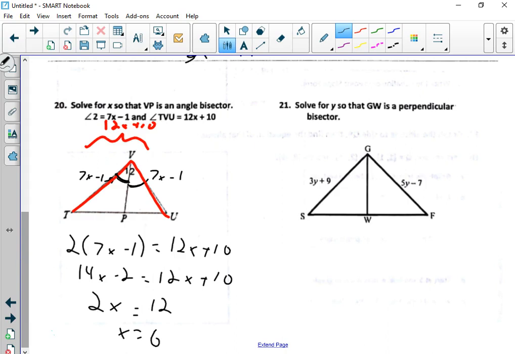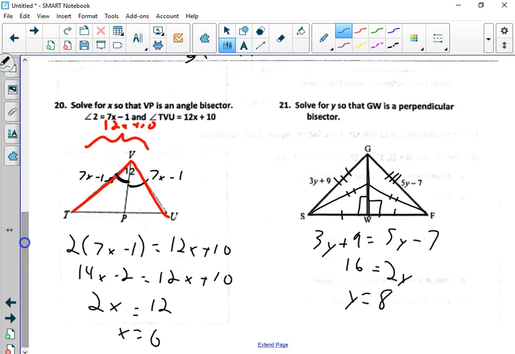We're done. Solve for y, so GW is a perpendicular bisector. Well, perpendicular means GW right here is perpendicular to that line. It's a bisector, which means W is a midpoint and these are equal. We also know that any triangle like this, that these are going to be equal. Okay? So therefore, we know this is equal to this. Subtract 3y, add 7, and we get y is 8, and we are finished.